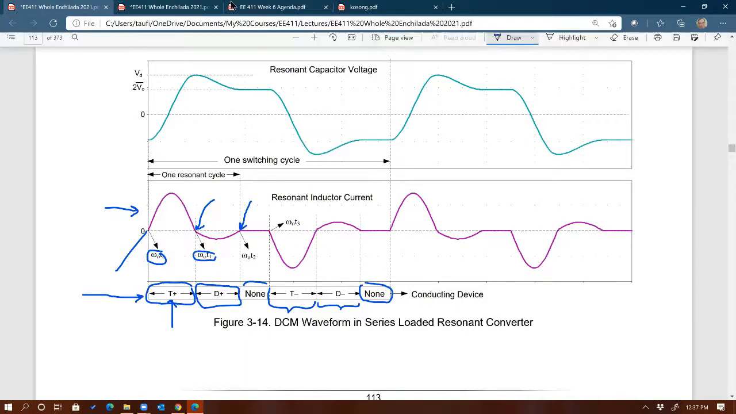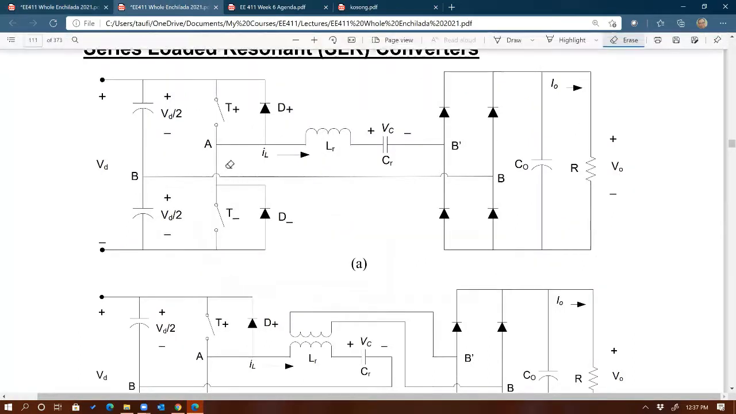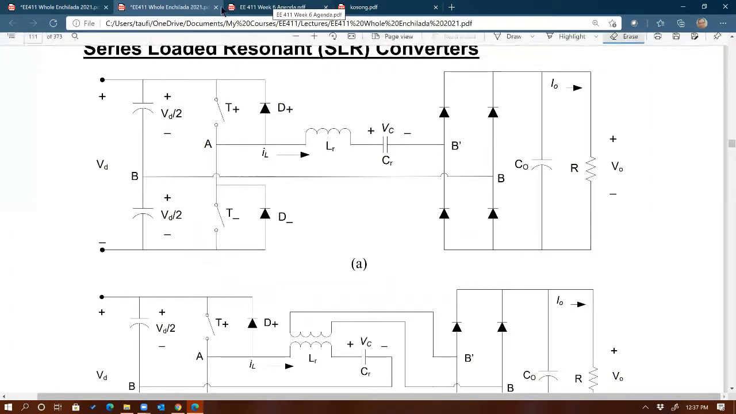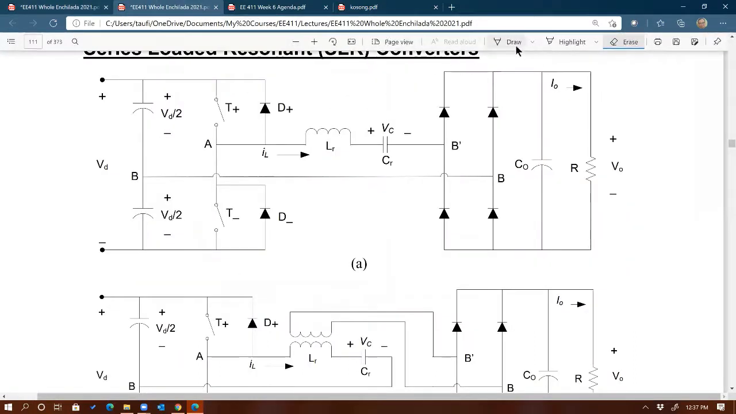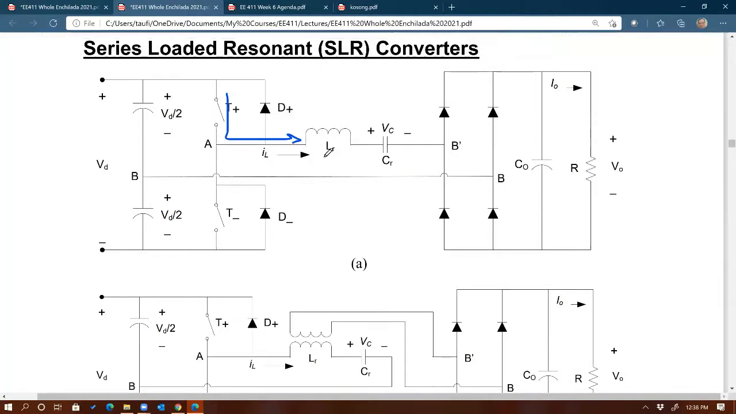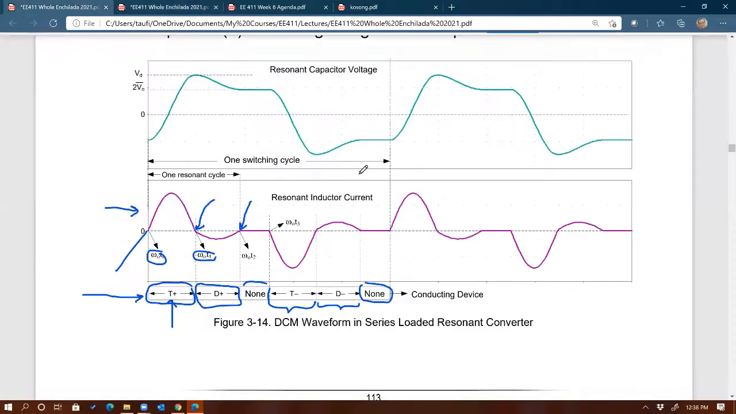Now, keep in mind, I believe I also mentioned last time, that this switch is unidirectional. So it only accommodates positive current for T plus and negative current for T minus. Remember we talked about it. T plus can accommodate positive inductor current, whereas the negative inductor current is accommodated by T minus, right?